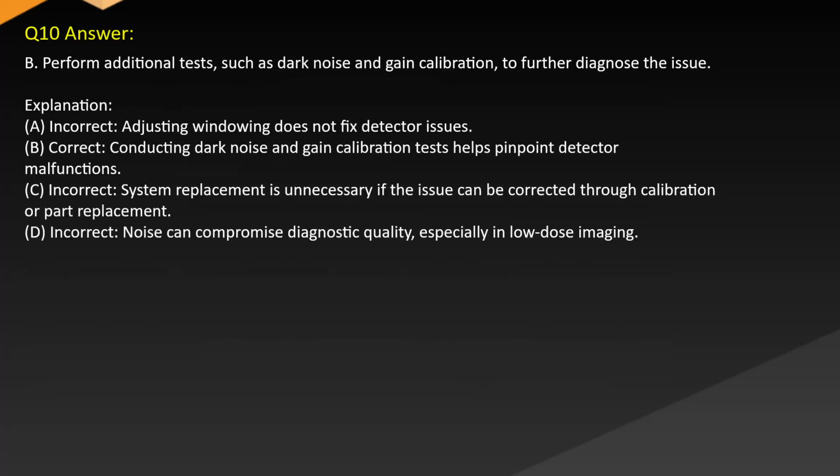Answer: B. Perform additional tests such as dark, noise, and gain calibration to further diagnose the issue. Explanation: A. Incorrect. Adjusting windowing does not fix detector issues. B. Correct. Conducting dark, noise, and gain calibration tests helps pinpoint detector malfunctions.